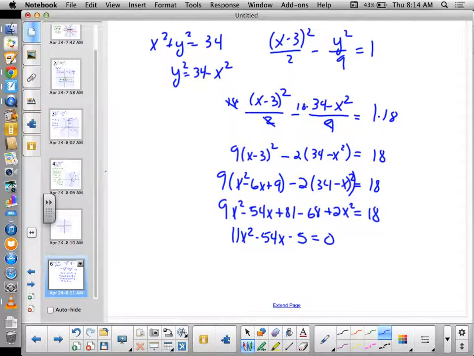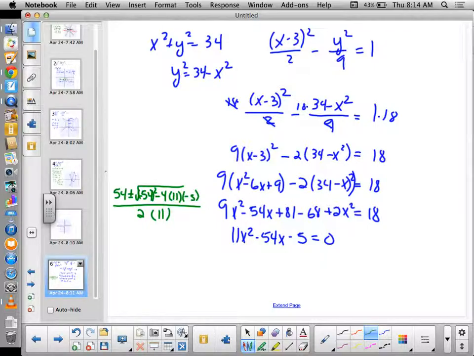Okay. All right, and now we have to factor that to find our solutions for x, or use the quadratic formula. Factoring isn't going to work so good, probably. So we're probably just going to apply the quadratic formula, which, by the way, in case you're wondering, is written on the boards, both places. So 54 plus or minus the square root of negative 54 squared, minus 4 times 11 times negative 5, all over 2 times 11.